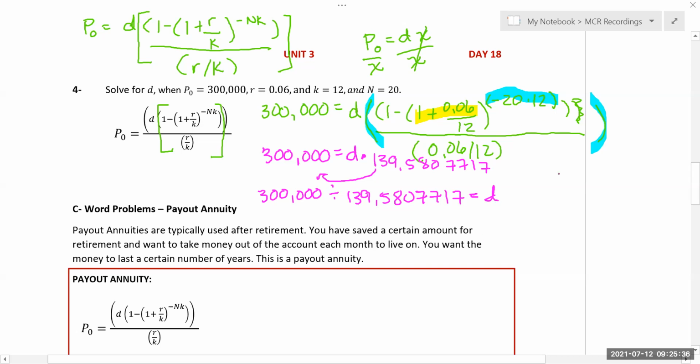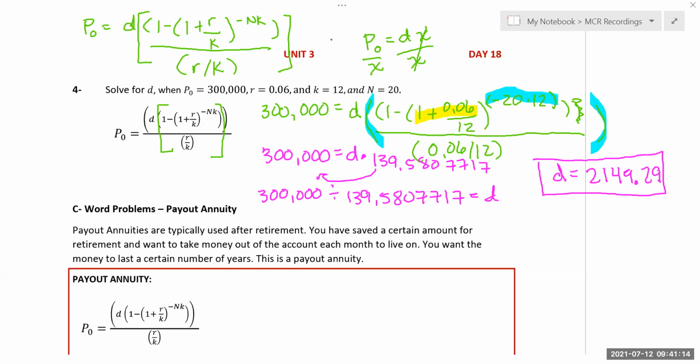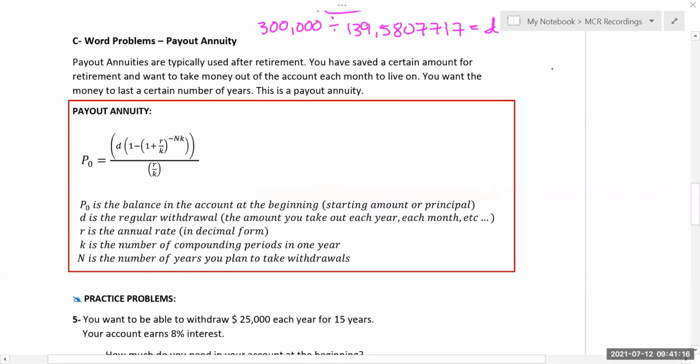So again, if this is too quick, pause. But you should get 2,149.29. Okay, and again, pause me if you need to. Work through the problems, make sure you're getting them. All right, so that brings us into what we've actually been working on, which are payout annuities.